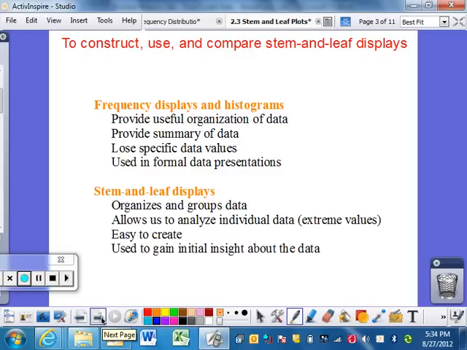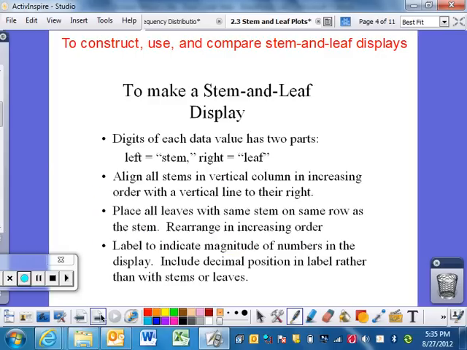Basically, it provides useful organization of data, summary of data. Sometimes in a histogram you lose specific data. Contrary to a stem and leaf plot, it's easy to see all the data, identify extreme values. So this is kind of showing the difference between histograms and stem and leaf plots. Stem and leaf plots are so easy to create. I'm going to show you that in a second. You probably know that. And we gain initial insight about data quickly, is kind of the idea behind it.